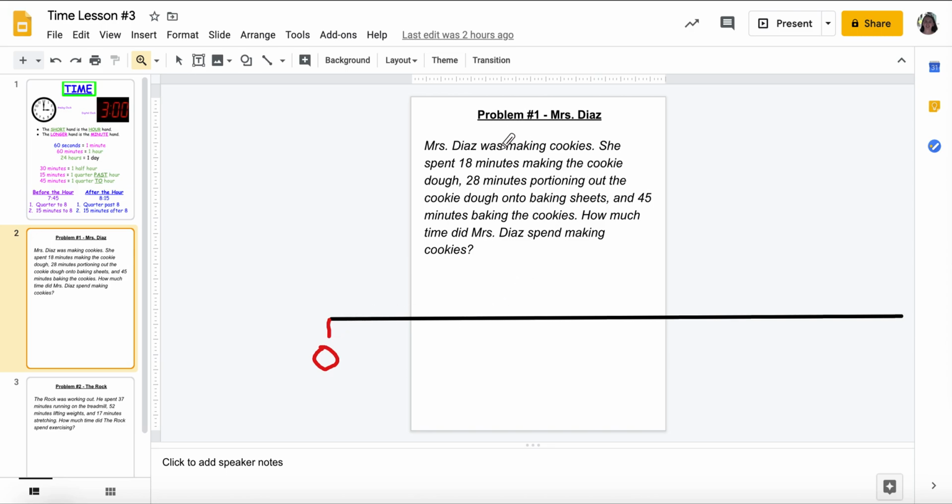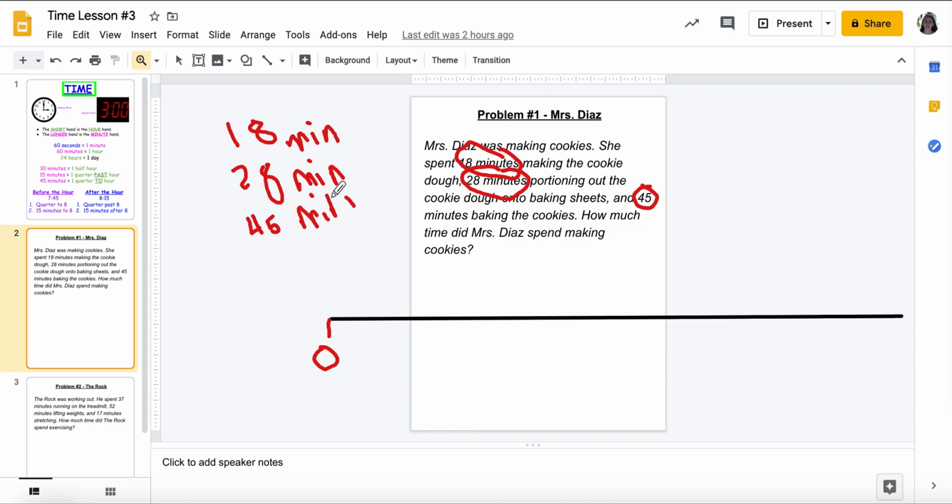Let's first go back to our problem. Let's see. She spent 18 minutes making the cookie dough. She spent another 28 minutes portioning it out, and 45 minutes baking. Because I don't know the total amount of time she spent, I'm using 18 minutes, 28 minutes, and 45 minutes, right? Put minutes at the end. Minutes. All right. So for my number line, let's start with my biggest number.